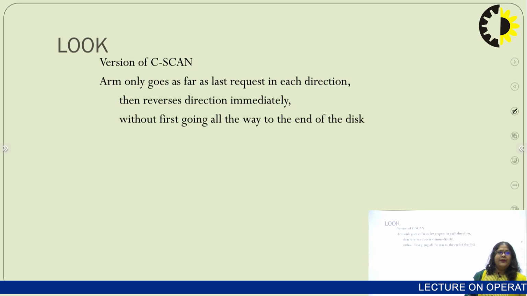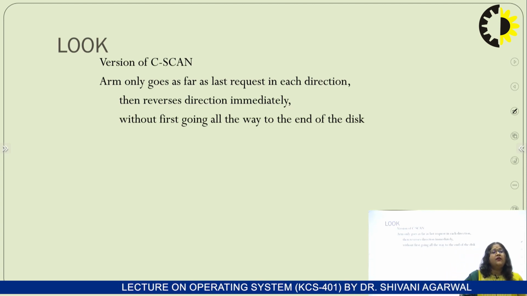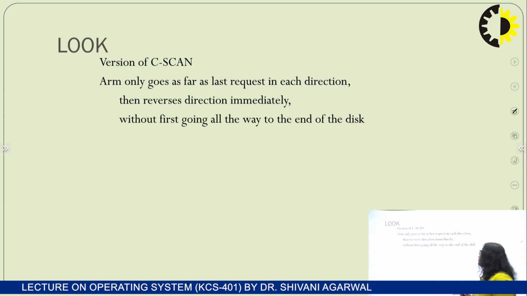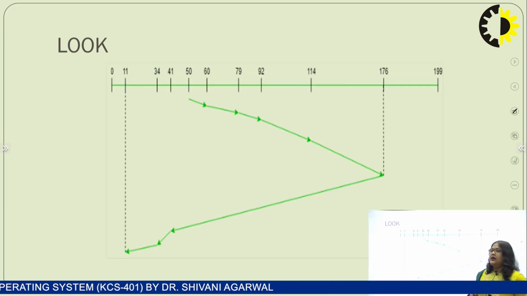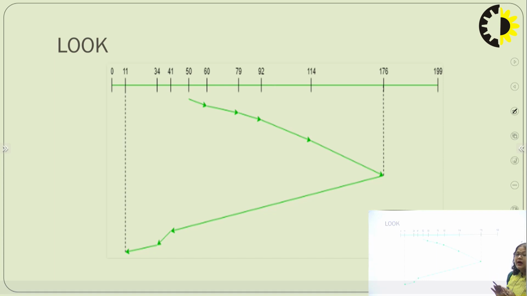Now the LOOK algorithm. The LOOK algorithm only goes as far as the last request in each direction and then reverses the direction immediately without going all the way to the end of the disk. So this is the basic of the LOOK algorithm. We start with 53 and we move till the request demands. So the request demands is 176. Then, we don't go till the end, which is 0, but we just reverse the direction, and in the reverse direction we search for the numbers we require.